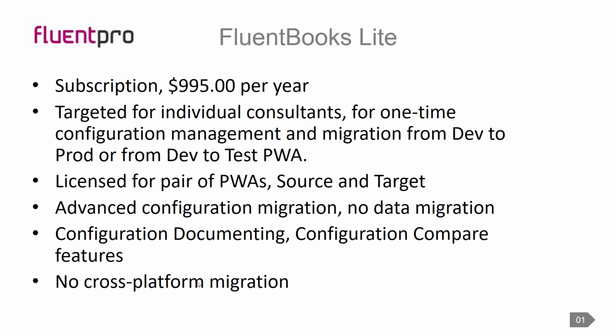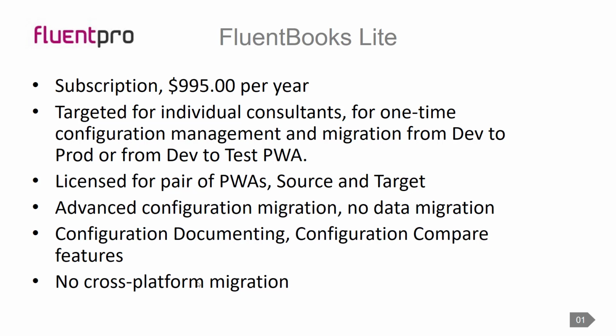The new edition that we introduced starting this year is called FluentBooks Lite. It's quite an inexpensive subscription, only $995 per year. This subscription includes one source and one target. For example, you're migrating from your development environment to your test environment. So it is licensed per pair of URLs, and it's really targeted for individual consultants.